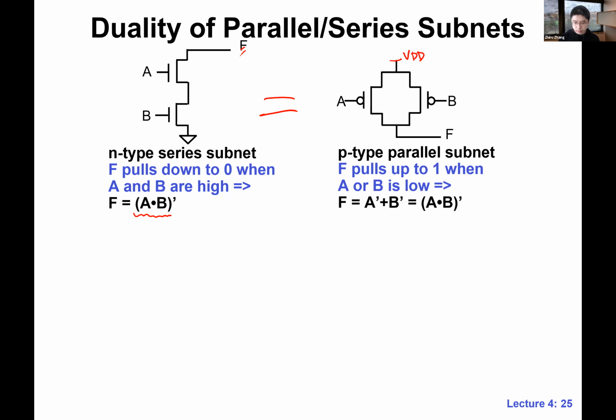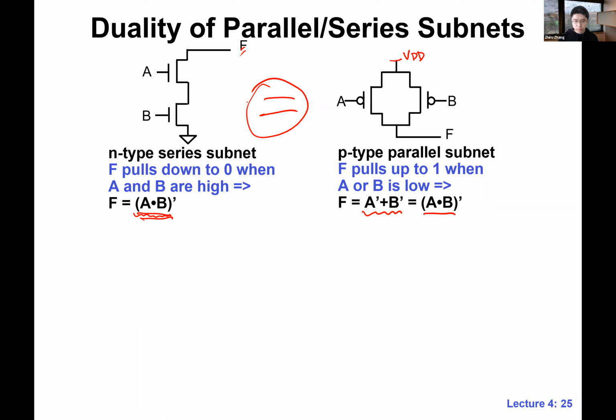But we need either A or B to be 0. So that basically translates to this expression. If A is low or B is low, F is 1. F is high. And according to De Morgan, it's the same as this, which is something that we just saw. These two are the same.